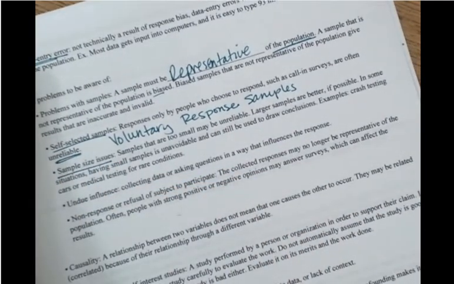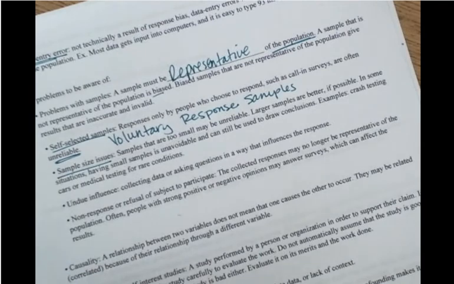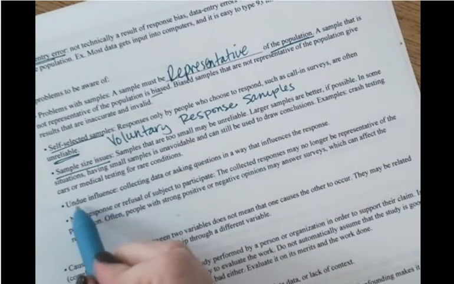Sample size issues. Samples that are too small may be unreliable. Larger samples are better if possible. In some situations, having small samples is unavoidable and can still be used to draw conclusions, like crash testing cars. You don't want to have to crash test thousands of cars to have a conclusion. So in this case, it would be acceptable to have a small sample. Or medical testing for rare conditions. You don't want to have to expose thousands of people to something. It's just not ethical.